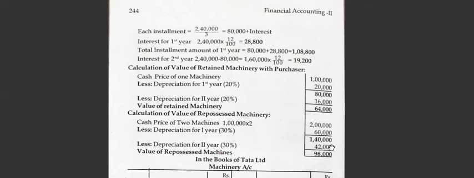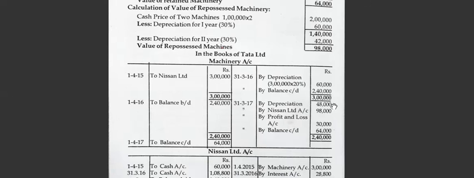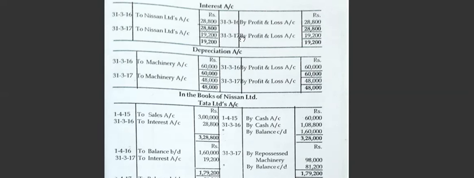Okay, it is 98,000. Now, as usual, I have to explain the same thing. In the books of Tata Limited we have to open the machinery account, the Nissan Limited account, and finally the interest account. And a depreciation account, if needed, you can open. It is just the transfer entry.